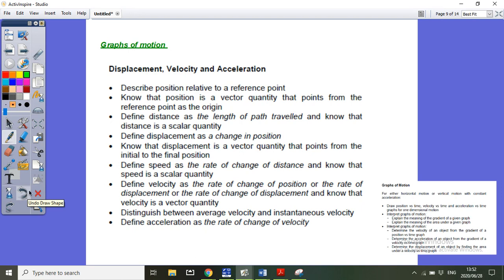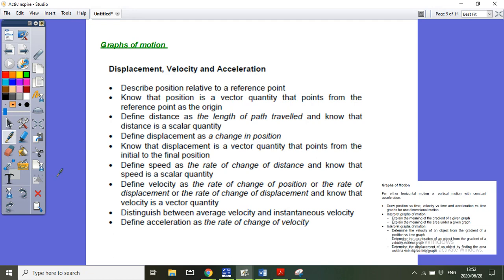We're back at graphs of motion, and although you've done some of this in grade 10, we need to revise it before we move on to a little bit more complicated graphs where we're going to look at vertical motion, but also before we're going to look at equations of motion.